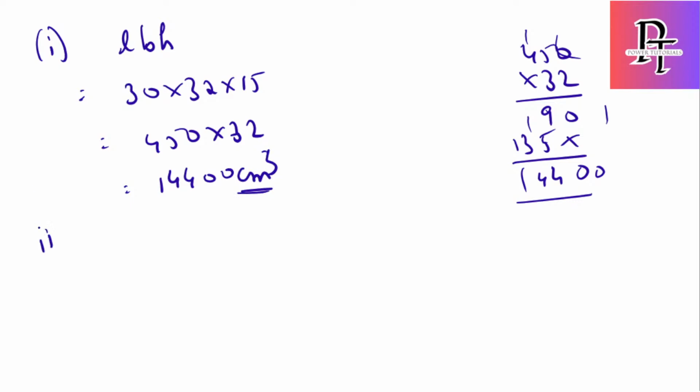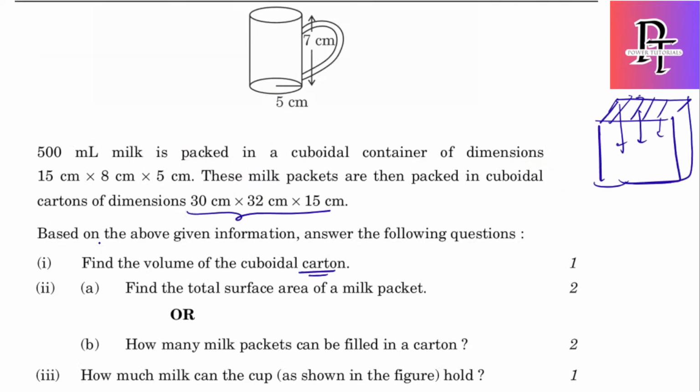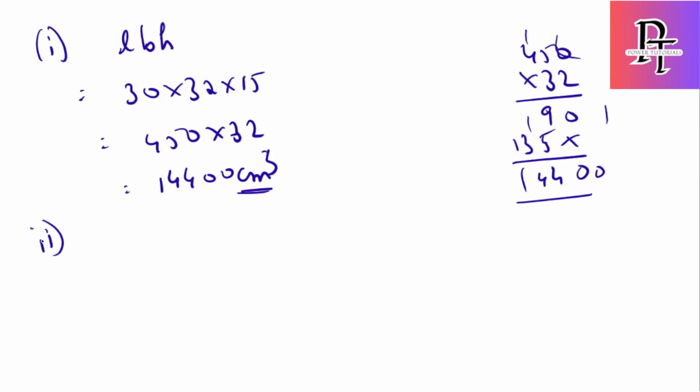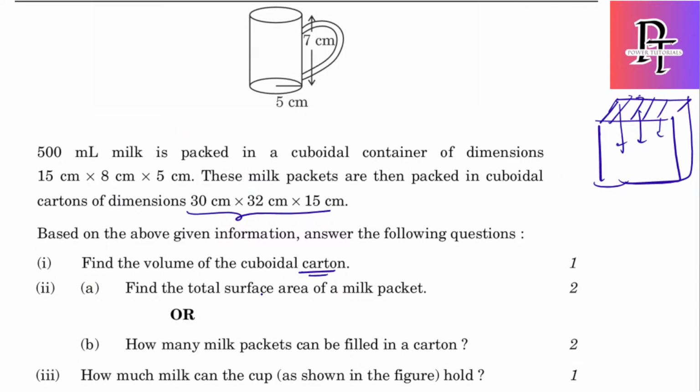Volume of a cuboid is always indicated in cubic centimeter. Second, we have two options. Find the total surface area of the milk packet. Milk packet, again it is a cuboid. So total surface area of a cuboid is LB plus BH plus LH. And they are asking for which cuboid, carton or packet? Packet. So packet means you have to use the small one, which is 15, 8 and 5.